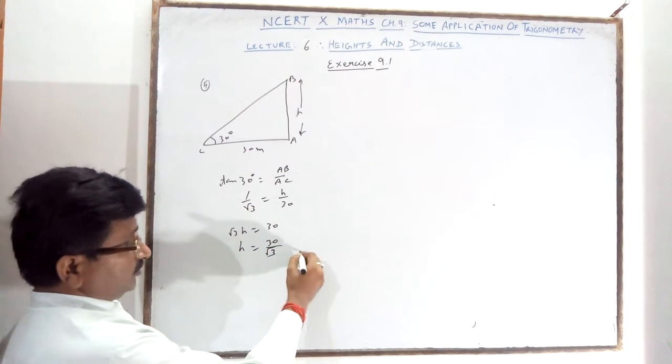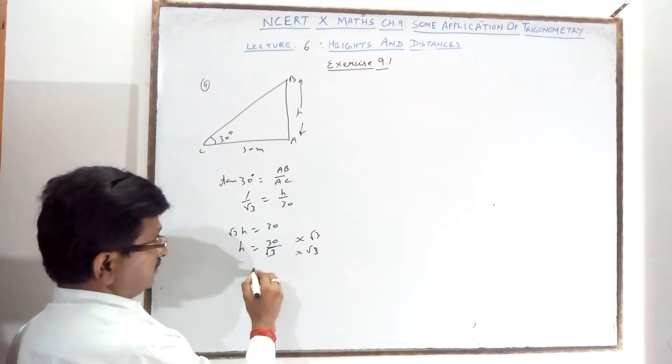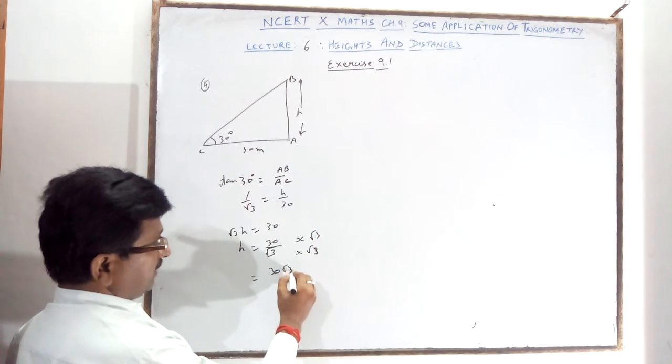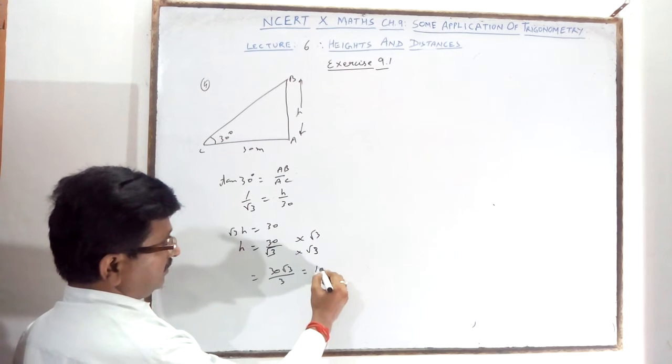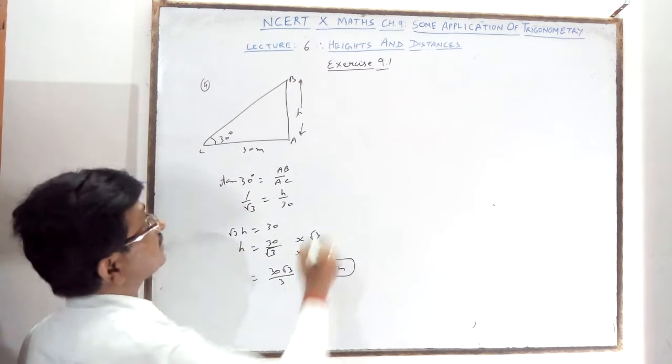But you rationalize the denominator, as in class 9th, you remember, a very important point. So 30 root 3 by 3 gives you 10 root 3 meter. Write the statement and give the answer.